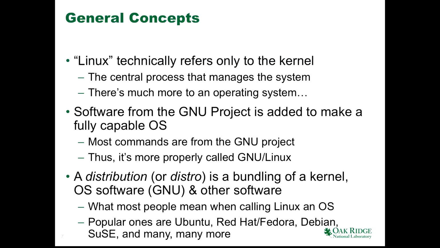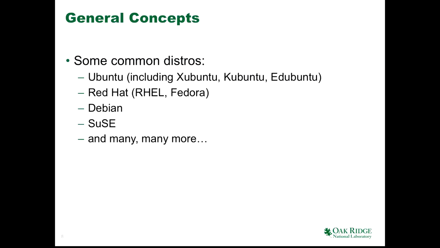You'll also hear of a distribution or a distro. That is simply a bundling of the Linux kernel, OS software, and other software to get what you use on your system to make it a fully functional computer for you. This is what most people mean when they call Linux an operating system. There are several popular ones that I have listed, Ubuntu, Red Hat, Debian, SUSE. There are many, many more. There are several websites like distrowatch.com and some others that give lists of different ones.